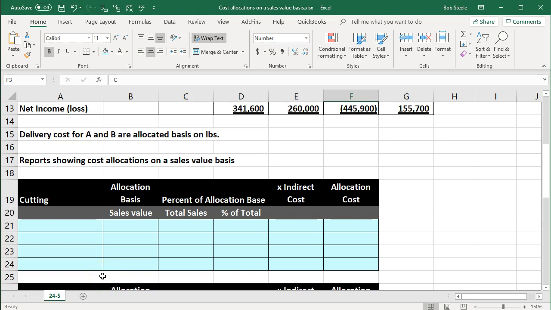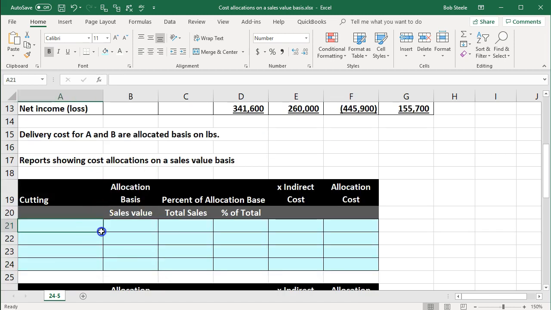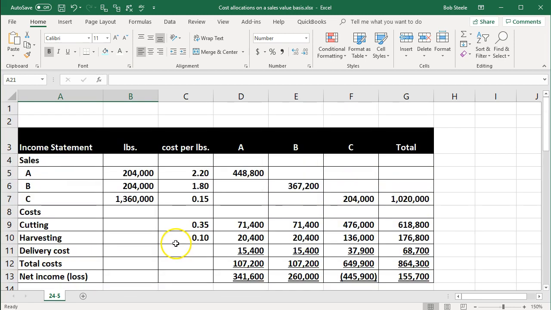In this presentation, we will work a problem where we will be allocating costs based on a sales value basis. Our information is going to be up top. We're going to put that into our worksheet in the blue areas down below. The scenario will be that we have three departments, A, B, and C, that we will be allocating to. We already have an income statement that we've been using to allocate. However, we've been allocating based on the units, the pounds, for our allocation base.